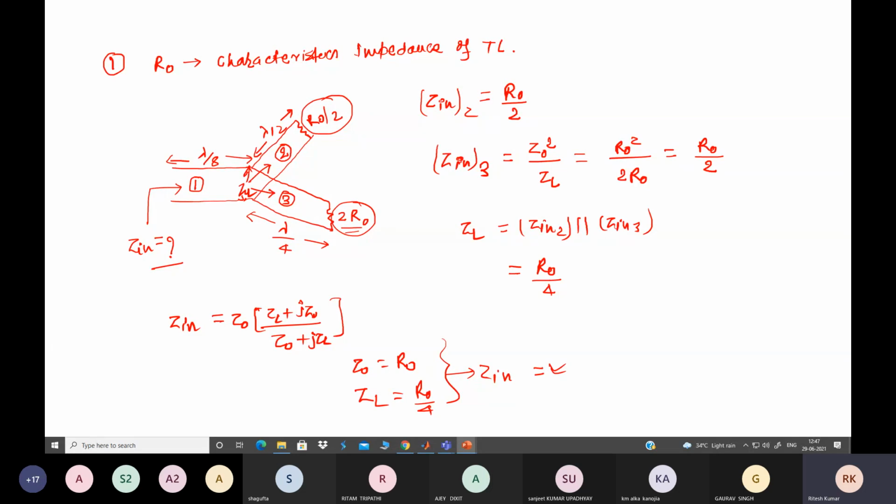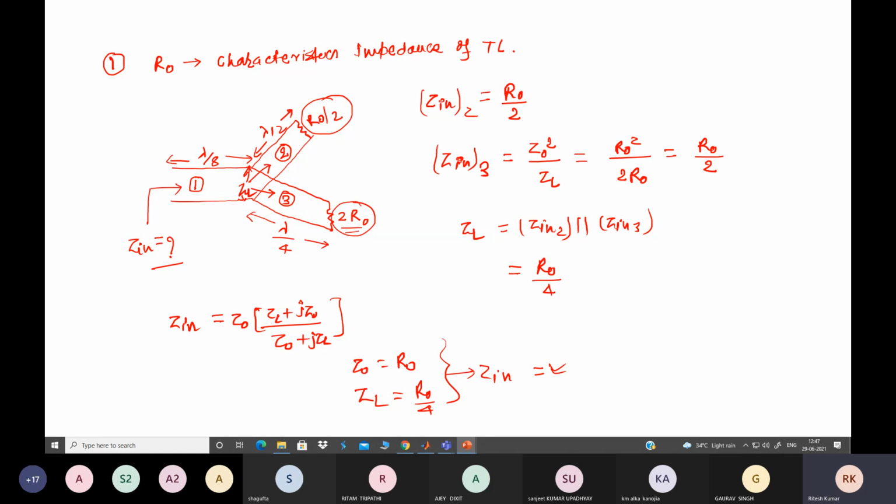Based on such type of problem, you can have any arbitrary combination of different lengths of transmission line, from where you have to calculate the input impedance. Now if we recall, we have discussed the short circuit and open circuit transmission line. In the case of short circuit and open circuit transmission line, either they will behave as an inductor or they will have a capacitive nature, and that depends upon what length of transmission line we are taking.